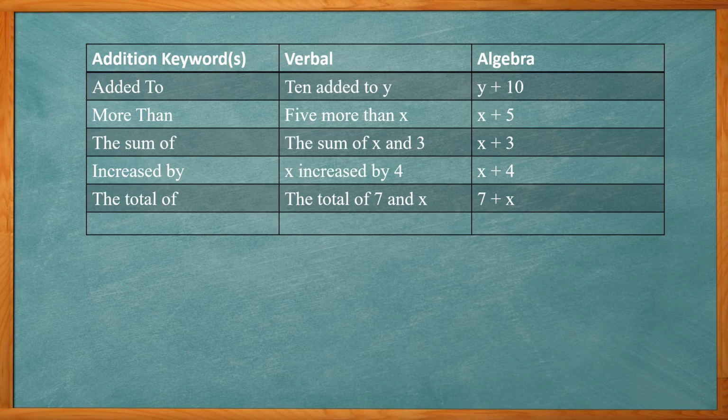Over here, increased by, that means addition. X increased by 4 translates into x plus 4. Or even the total of. The total of 7 and x would mean 7 plus x. So those are keywords for addition: added to, more than, the sum of, increased by, the total of.